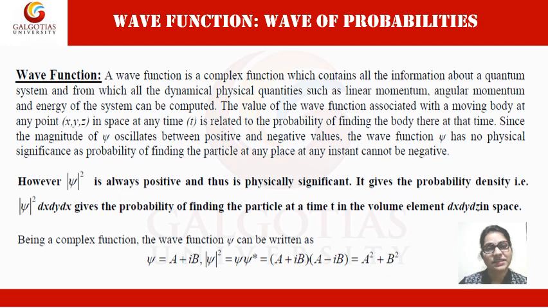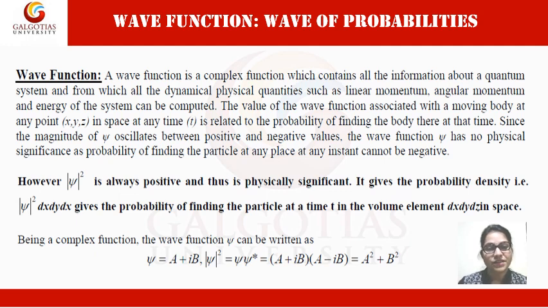So basically psi represents the probability of finding the particle or object in space, and if we simply take psi, it acts as a normal wave, represented by a normal wave equation. So psi has positive and negative amplitude, and there is no meaning of negative probability. That's why psi alone has no physical significance, but mod psi square is always a positive value and is physically significant. It gives the probability density, that is, mod psi square dx dy dz gives the probability of finding the particle at a time t in the volume element dx dy dz in space.